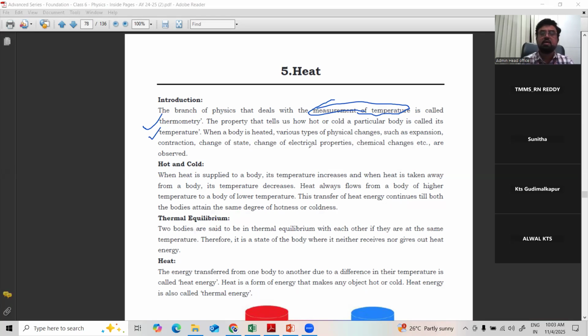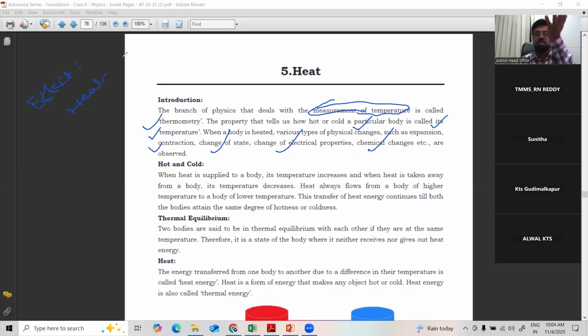When a body is heated, various types of physical changes such as expansion, contraction, change in state, change of electric property, and chemical changes are all observed. They are the effects of heat. You have seen also. So what is the effect? When any body is heated, heat affects something. It may change physically, shape and size may change. When you heat the body, definitely a physical change is observed.